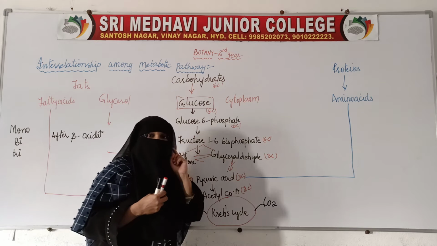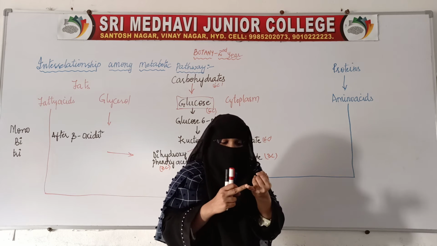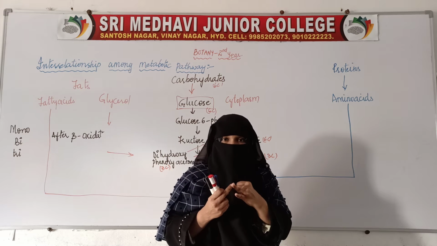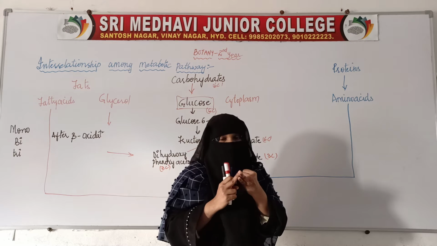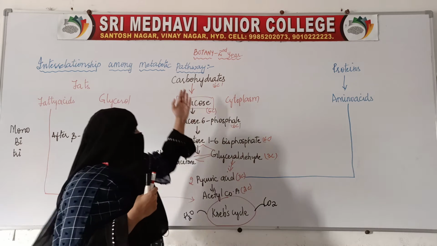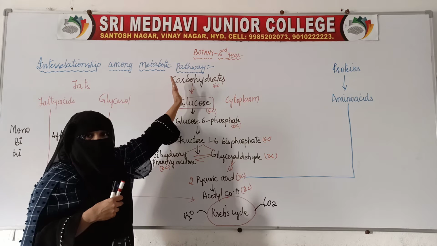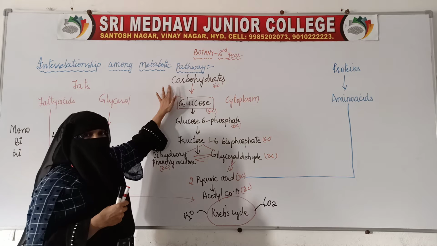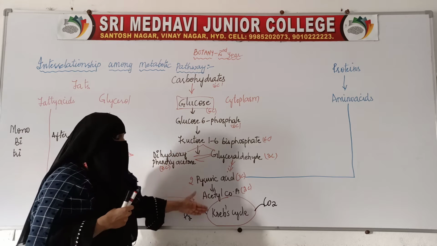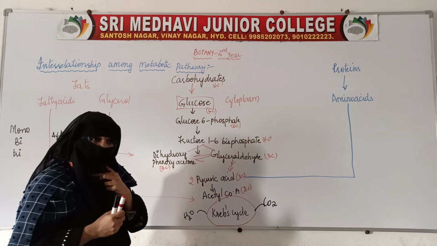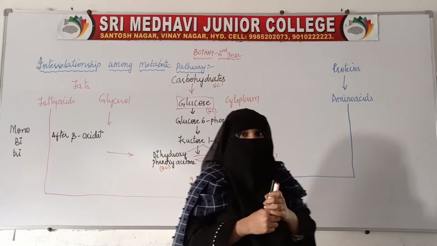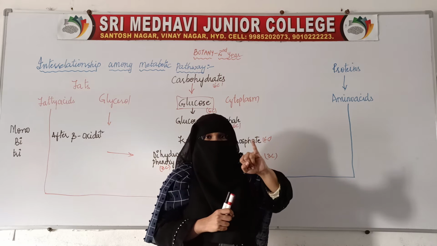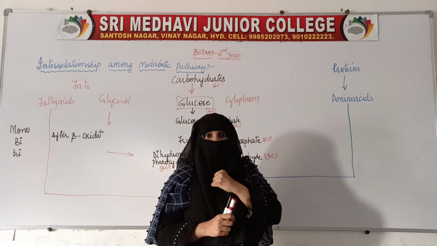I said respiratory substrates are of different types. Carbohydrates, proteins, fats, organic acids, these are all examples of respiratory substrates, and all of them help in respiration. We have seen the pathway in which carbohydrate undergoes the respiratory process. Now coming to the next respiratory substrate, that is proteins.